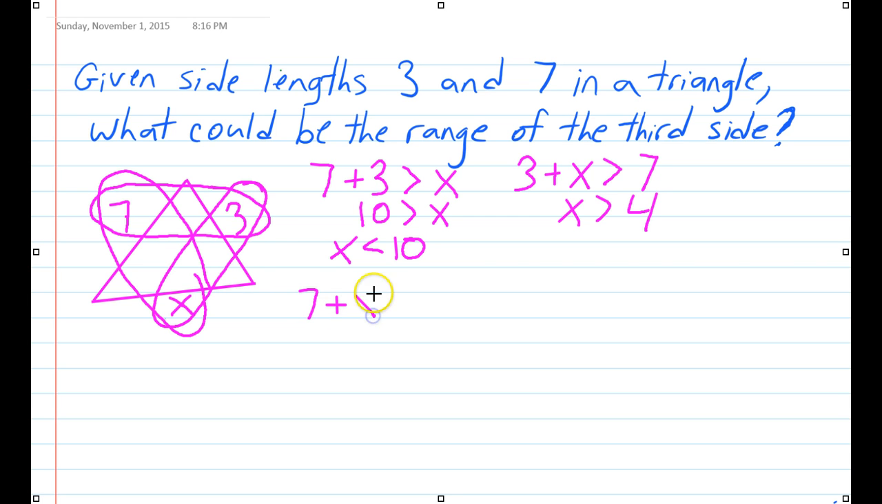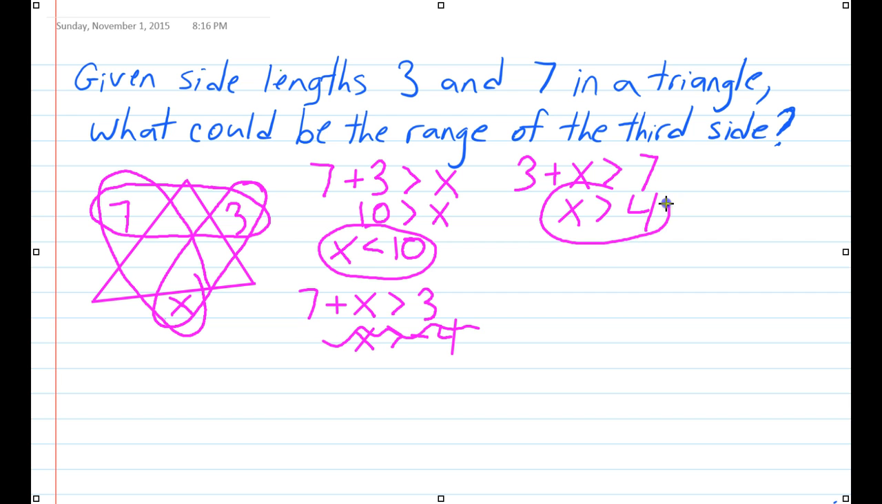7 plus x is greater than 3. Solving that, we get x is greater than, subtracting 7 from both sides, negative 4. Well, you're always going to end up with one that doesn't make much sense. X has to be greater than negative 4. Well, that makes sense. I mean, you can't have negative numbers in there, though, so we could throw that one out. All right, so these ones would be just fine to say as our answer.